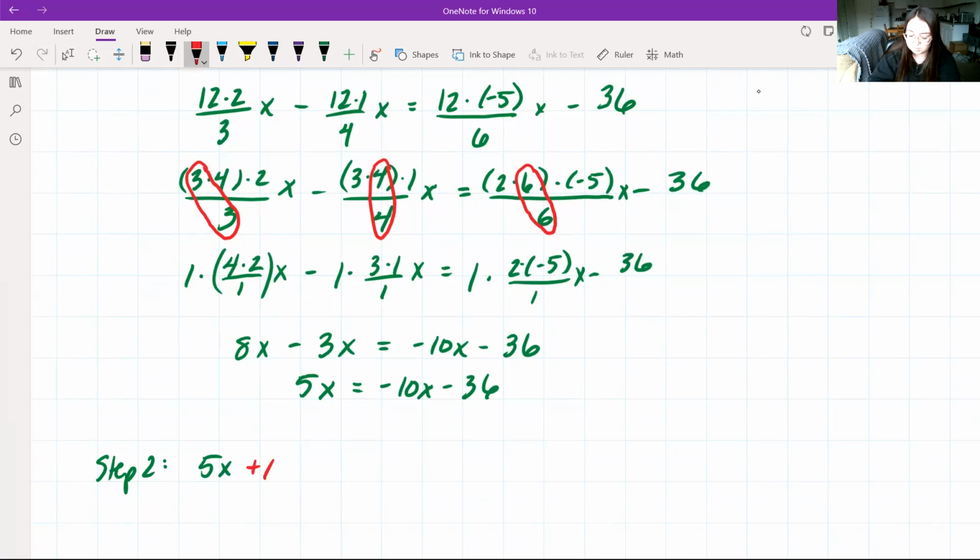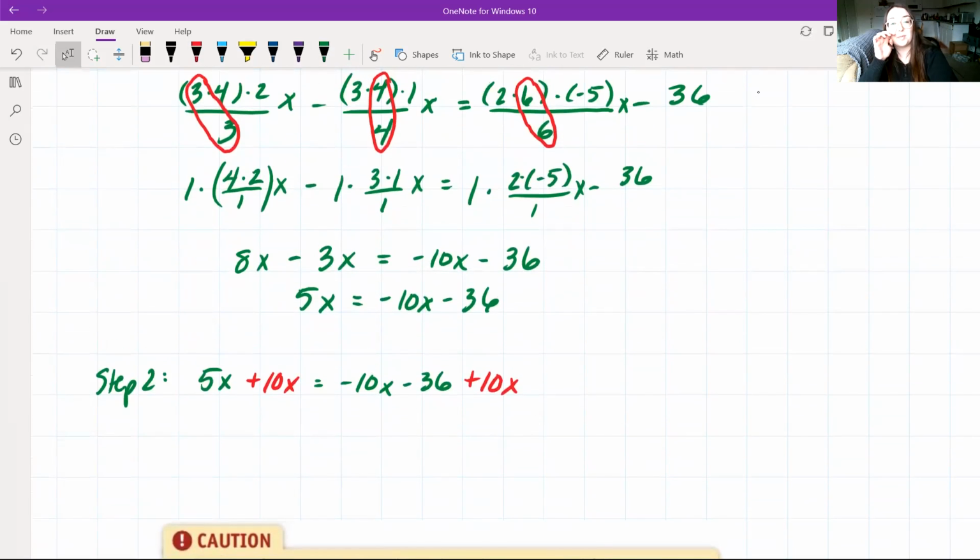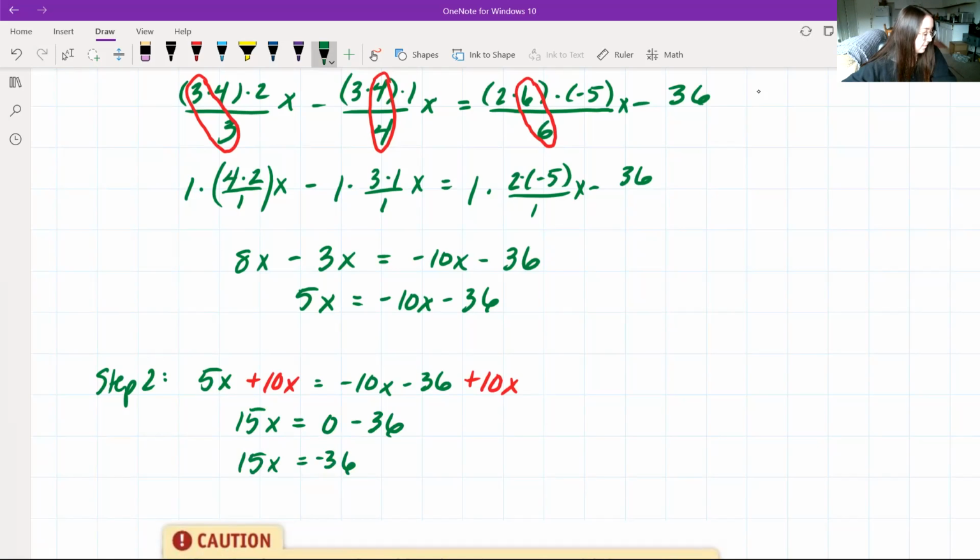So we get 5x plus 10x is equal to negative 10x minus 36 plus 10x. Ooh, we are totally going to run out of room here in a second. 5x plus 10x is going to give us 15x. Negative 10x plus 10x is going to give us 0, minus 36. So we end up with 15x is equal to negative 36.